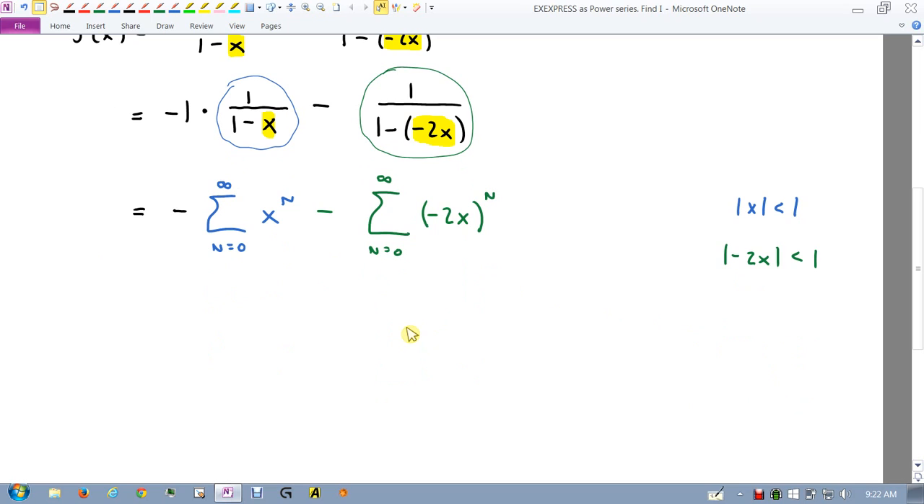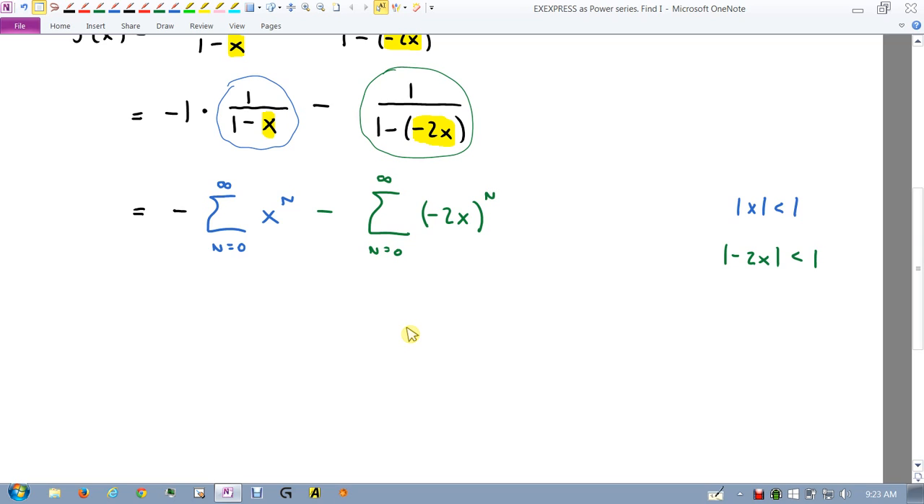Now, the instructions here are to write this as a power series. And remember that all power series are going to look like the sum from n equals 0 to infinity of c sub n, (x minus a) to the n. That's what we mean by a power series. And that means that it needs to be a single summation, not two sums added together. So we need to somehow put these two sums together, all right?